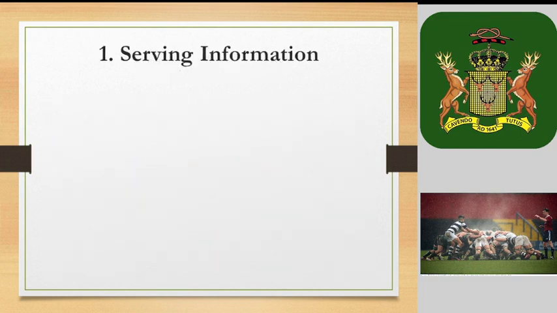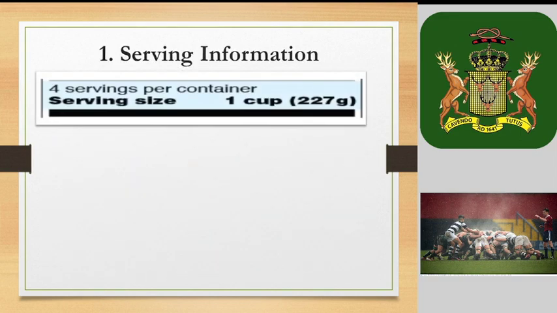Serving information. The serving information shows us how many servings are per container, and always tries to be a simple measure. For instance, a serving size is equal to 1 cup and is equal to 225 grams.